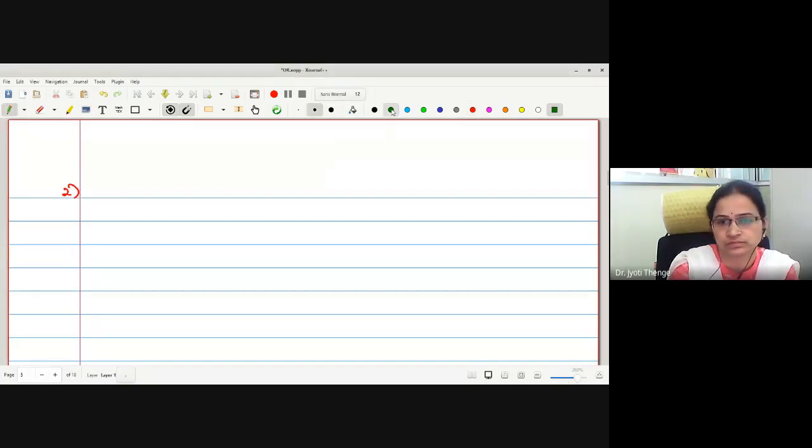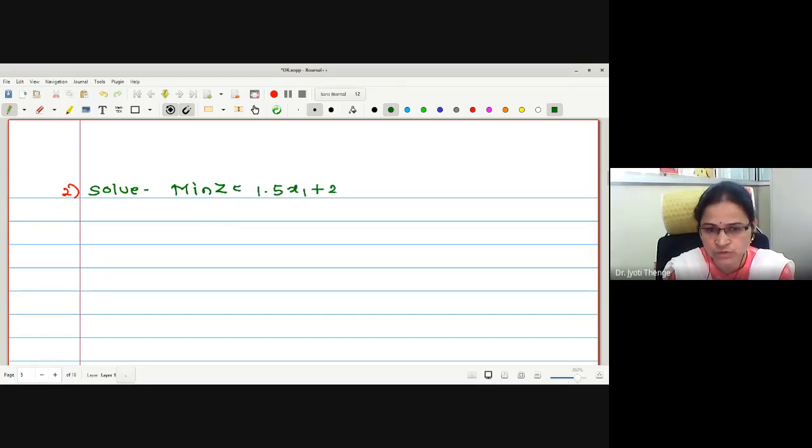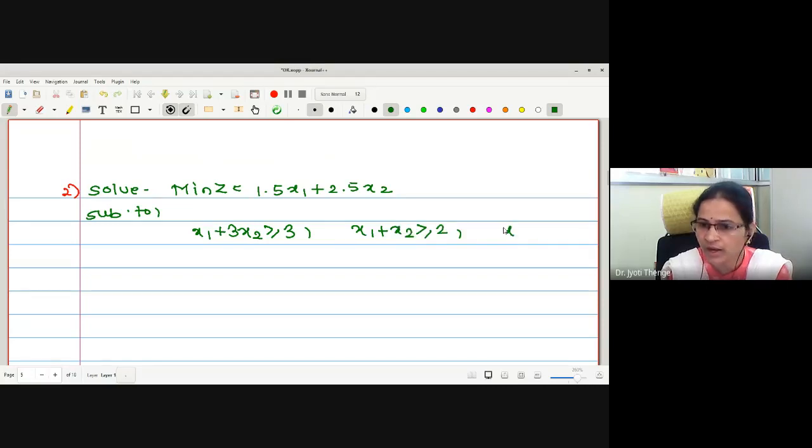The next example is: solve, minimize z equal to 1.5x1 plus 2.5x2, subject to the constraints x1 plus 3x2 greater than or equal to 3, x1 plus x2 greater than or equal to 2, and x1, x2 greater than or equal to 0.